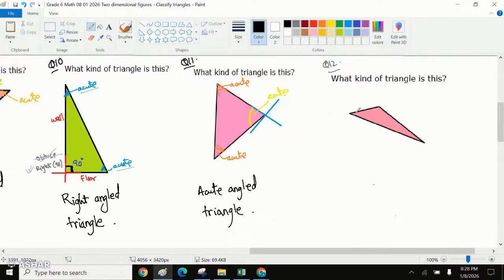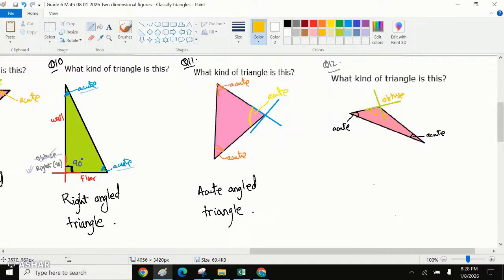We can say this is acute. This is acute. What about the last one? If we draw an axis over here and we make a plus sign, right? So can we say this angle, is it less than 90 or is it more than 90? It is more than 90, yes.